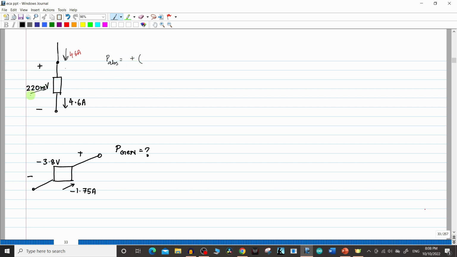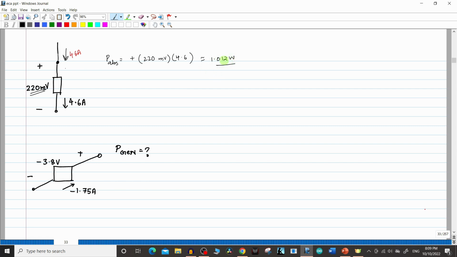And what is the voltage value? 220 millivolt. And the current value is 4.6. So you can calculate this value here. Let me see if I have calculated. Yeah. So this value will come around 1.012 watts.